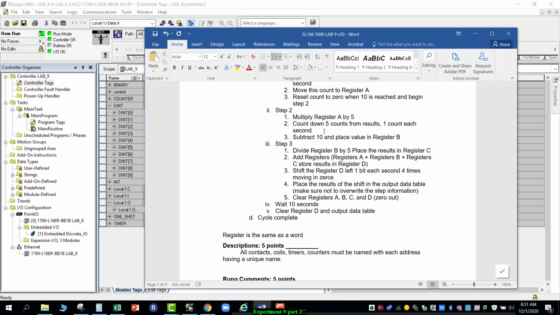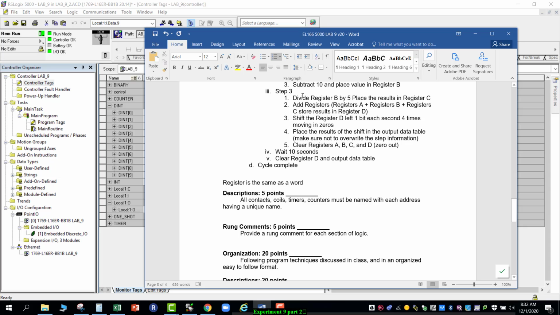And so we essentially subtract 5 pieces from this count. We're not just subtracting 5 from it. We're counting down: subtract 1, subtract 1, subtract 1, subtract 1, up to 5. So we count, and that drops our value by 5, and then we subtract a total of 10 and place the value into register B.